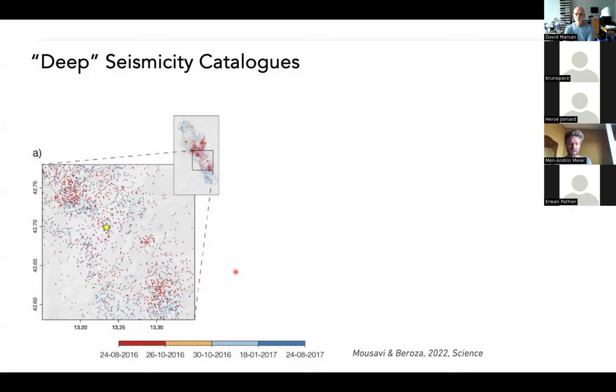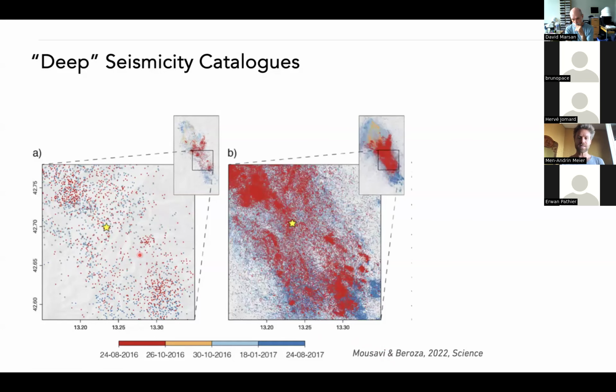Here's a famous visualization of this from the Central Apennines, from the Amatrice Norcia sequence, where Mousavi and Beroza show a standard catalog, where every dot is a small quake, and using PhaseNet, a convolutional neural network detector, this is what it looks like. So we get orders of magnitude more quakes than we used to in standard method catalogs, that we can then use to get a better image of, for example, faulting processes or fault structure.